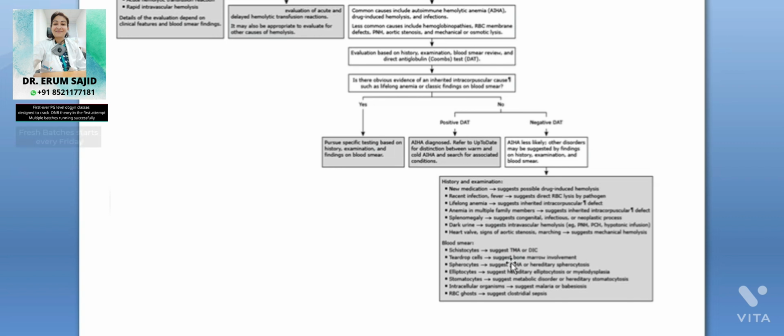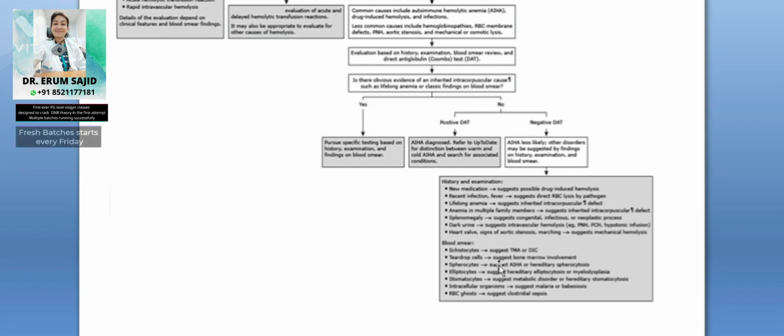If there is dark urine, you think about intravascular hemolysis, which is there in so many disorders like paroxysmal nocturnal hemoglobinuria or hypotonic infusions. If there is a heart valve trauma, or aortic stenosis is causing this, again you can have intravascular hemolysis, which will always show dark urine. So there are many ways to branch out when you're having these kinds of physical examination findings, like dark urine. You just have one thing in your mind, it could be one of the causes of intravascular disorders.